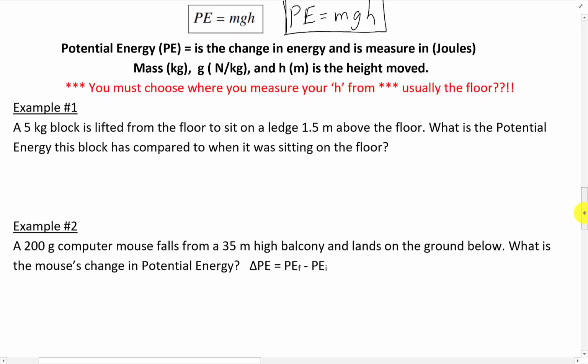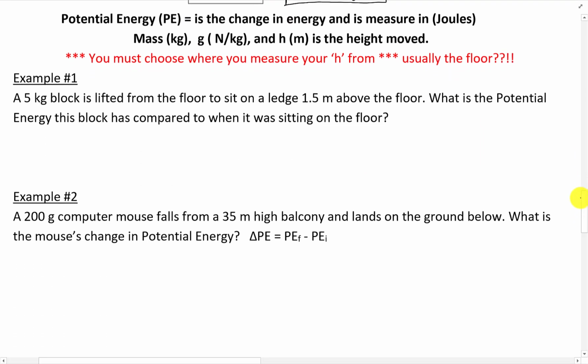We'll see in a couple examples here. A 5 kilogram block is lifted from the floor to sit on a ledge 1.5 meters above the ground. So here's the floor, there's our ledge, and the block is lifted so that it sits up on the ledge. This height here is 1.5 meters. The object's mass is 5 kilograms.